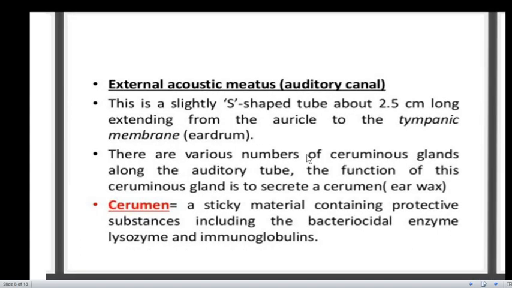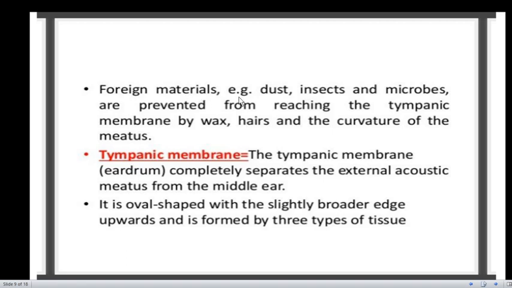Then coming back, there are various ceruminous glands. Usually we get ear wax. So this ear wax is secreted by the ceruminous gland. This is a protective substance. It's actually a protective substance which is protecting the inner ear from bacteria and all. So it is like a bactericidal enzyme. All the foreign materials like dust, insects, microbes are prevented from reaching the tympanic membrane.